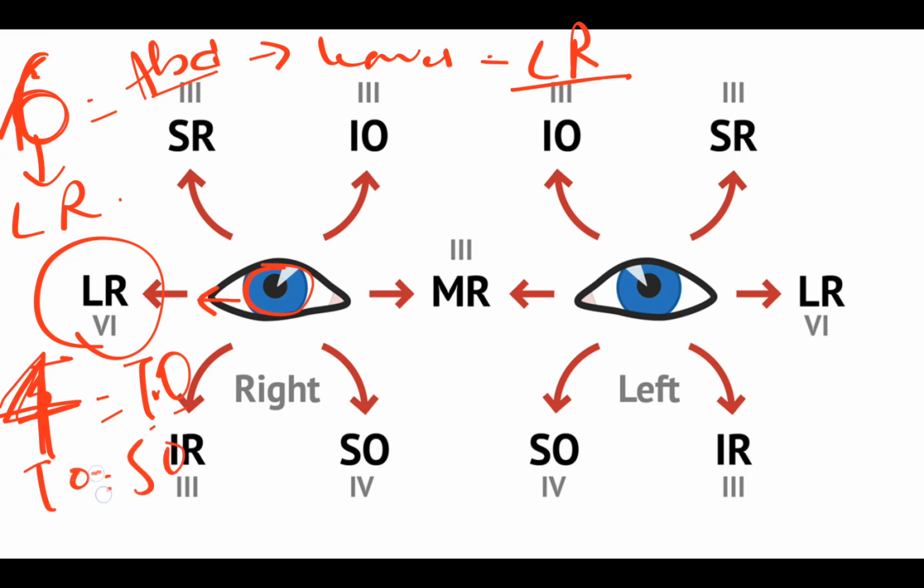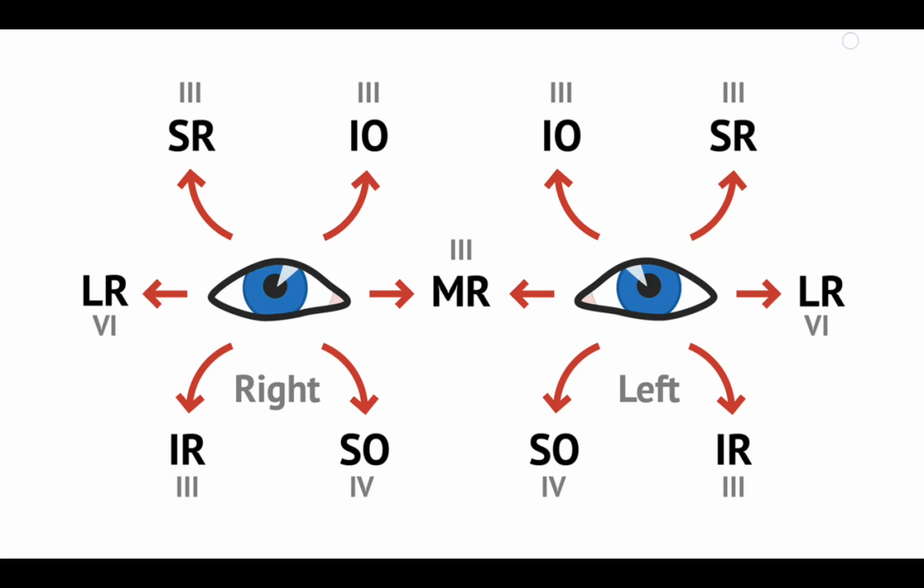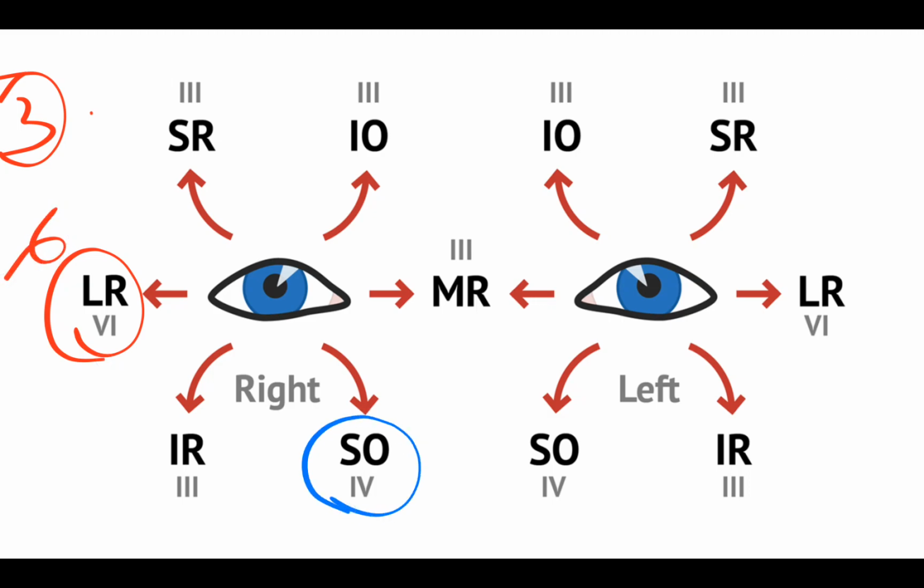Okay, so the trochlear nerve innervates the SO, that is the superior oblique muscle. And the rest of the muscles are innervated by the third cranial nerve. Therefore, like we discussed, LR is given by the sixth cranial nerve, SO is given by the fourth cranial nerve, and the rest are given by the third cranial nerve.